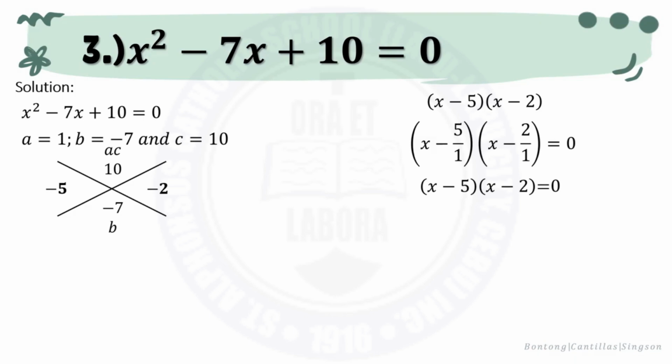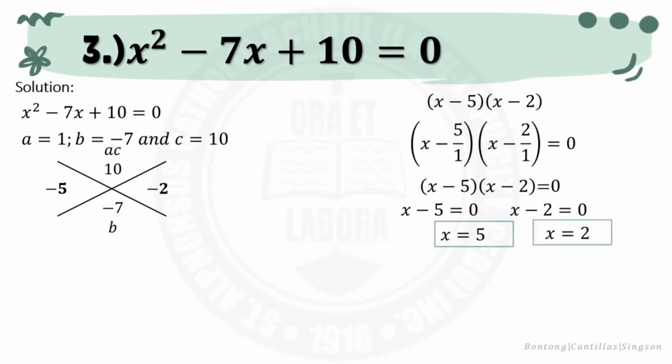Step 3, apply the zero factor property. So you're going to equate each of these factors with 0. You start with x - 5 = 0. Transpose negative 5 to the other side of the equation, x = 5. That is our first value of x. Next, x - 2 = 0. Transpose negative 2 to the other side, that would be x = 2. So we have 5 and 2 as the values of x.